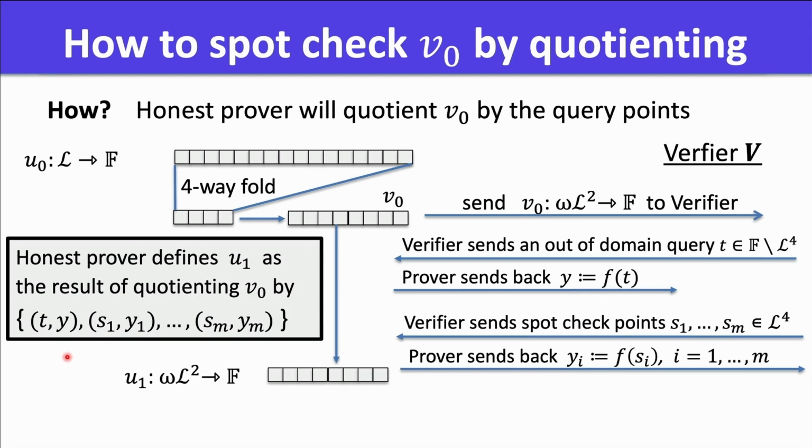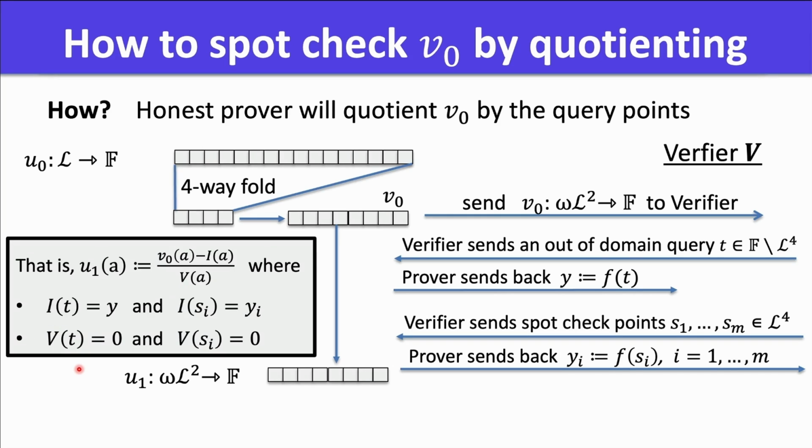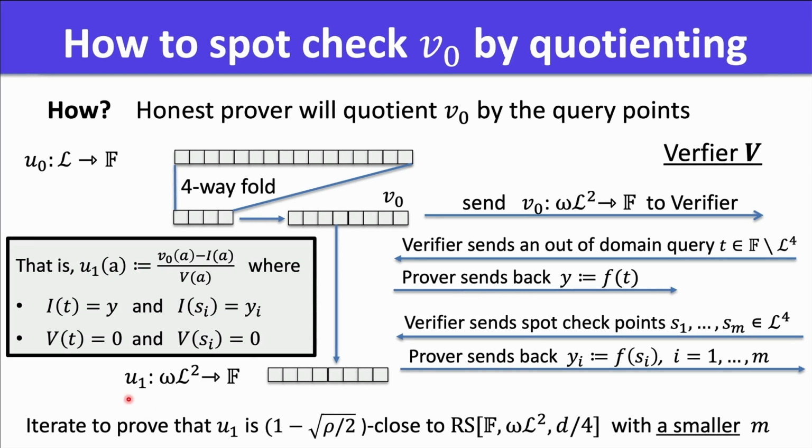Okay, so this is going to define a new U1 defined by quotienting by all these values. In particular, what the honest prover will do is define the vanishing polynomial and the interpolation polynomial, and we will set u1 to be v0 quotiented by the interpolation and vanishing polynomial as normal. And the amazing thing is that what this does is it pushes u1 up to the Johnson bound away from the new code of rate rho over 2.